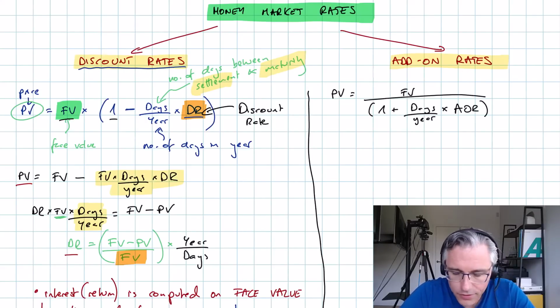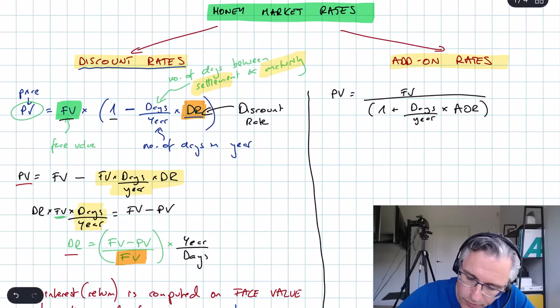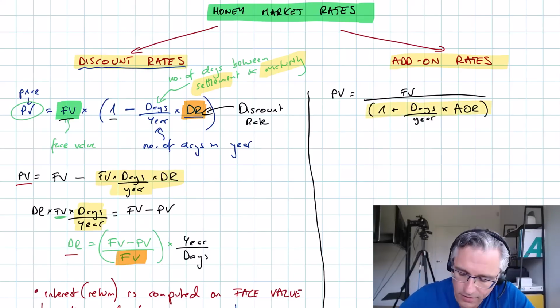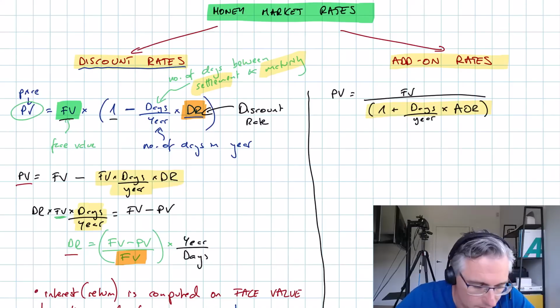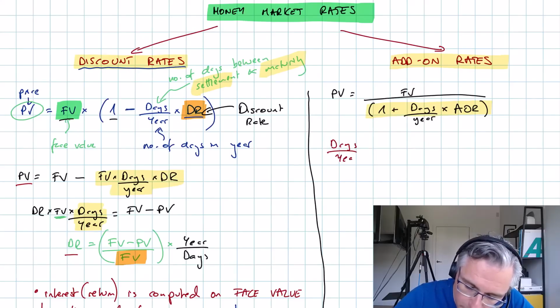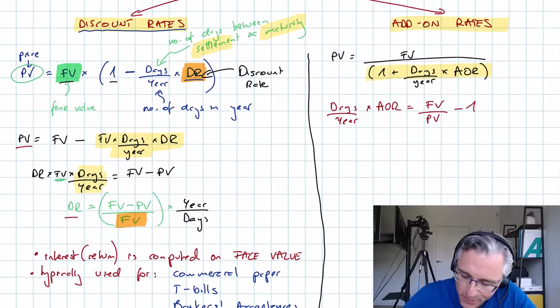Now, once again, you can do a little bit of conversion here. You can take what's in the bottom of the fraction on the right-hand side, take it to the left-hand side and say, this is days over year times AOR equal to FV divided by PV minus 1. Okay, hopefully you're still with me on this one.